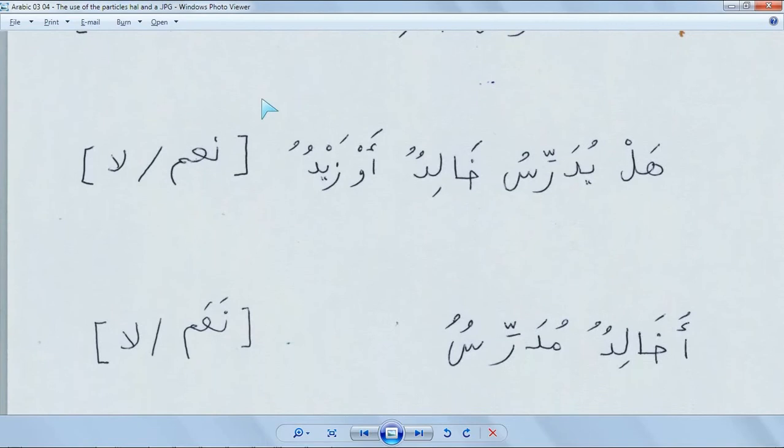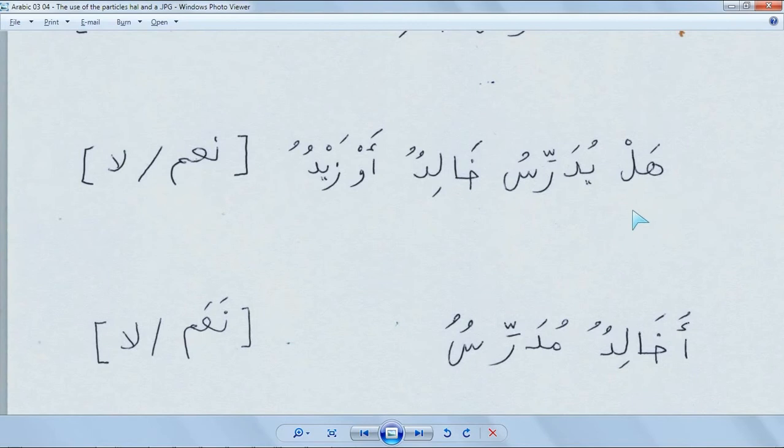What happens if we make the sentence a bit more complicated? Let's take a verbal sentence. So we start with yudarrisu Khalidun aw Zaydun. So yudarris we said was teaches, and this reads as Khalid teaches or Zayd teaches. So if we want to ask, does Khalid or Zayd teach? We would just add hal again at the beginning. Hal yudarrisu Khalidun aw Zaydun.